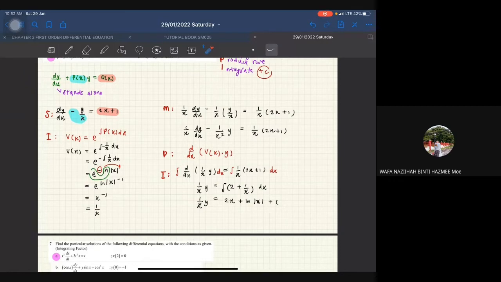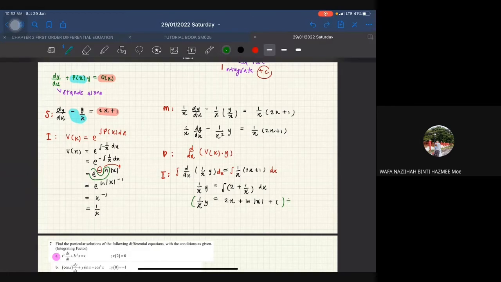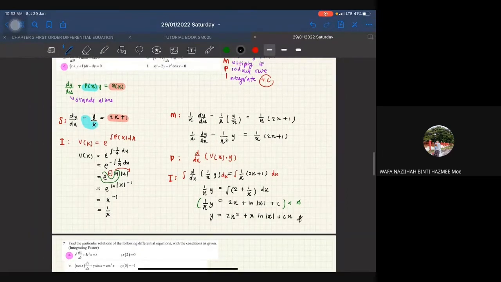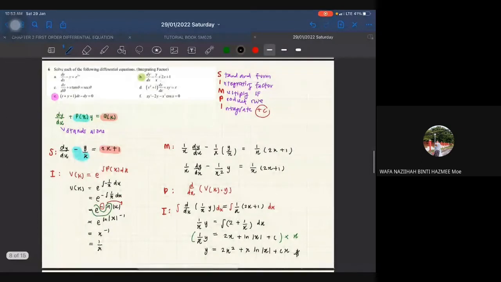Alright, so this one, dia just one step away sahaja to make y as subject. So you just have to divide everything with 1 over x. So what do you get? So divide everything. Kan divide, so kita boleh darab. Sama je maksud dia. Divide 1 over x ataupun darab x is just the same thing. So darab dengan x. So I will get y equal to 2x squared plus x ln x plus cx. This is my final answer. Settle dekat situ. Okay, boleh faham tak?